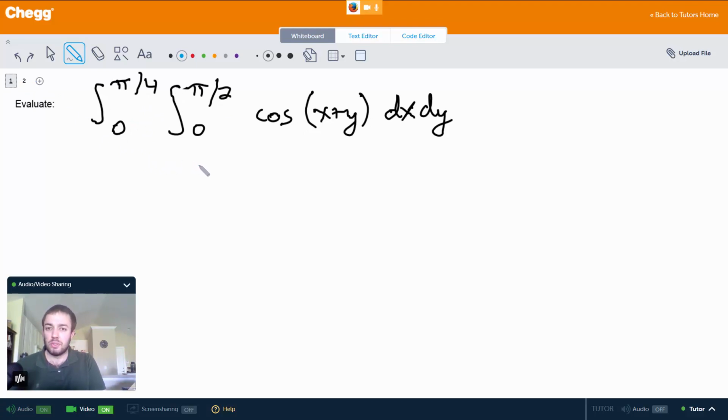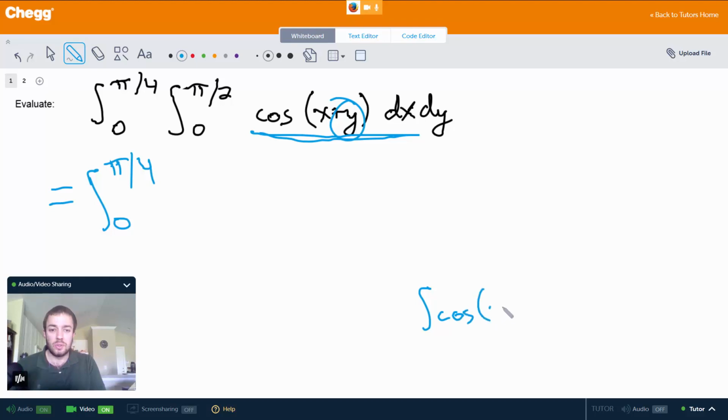So what we want to do is work from the inside out. So this integral is going to be equal to the integral from 0 to pi over 4 of... Now, what happens here, if we integrate this with respect to x, remember y is just a constant, so we're just going to treat y as a constant. So think about what would happen if we actually had a specific constant. If we wanted to integrate cosine of, say, x plus 5 dx, then what would that be? Well, that would just be sine of x plus 5, right?